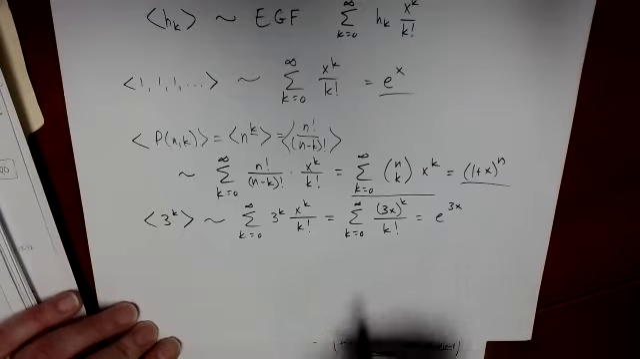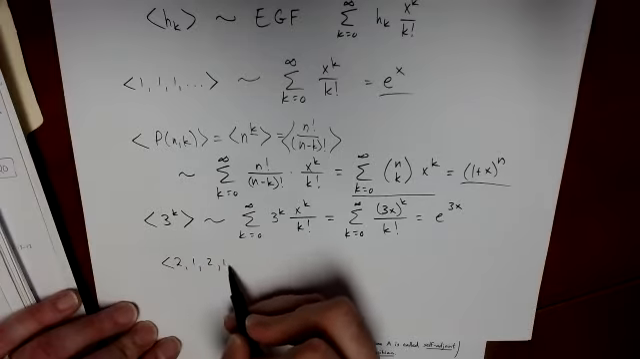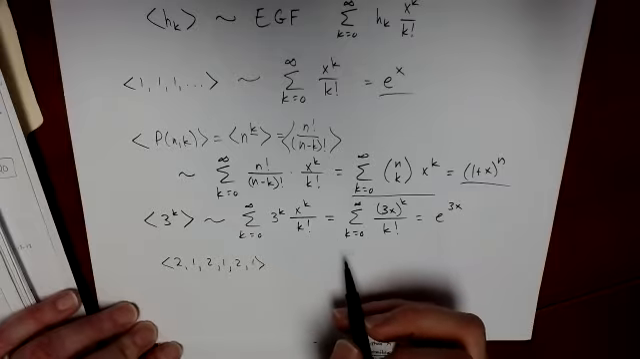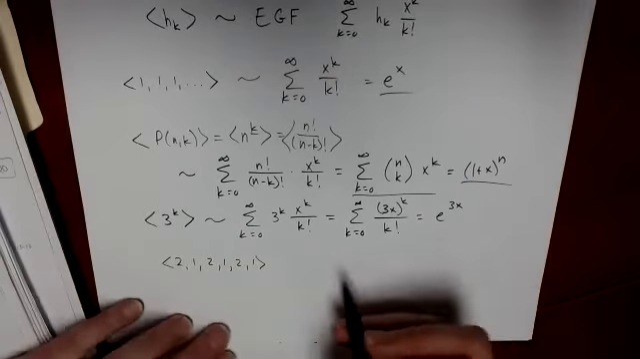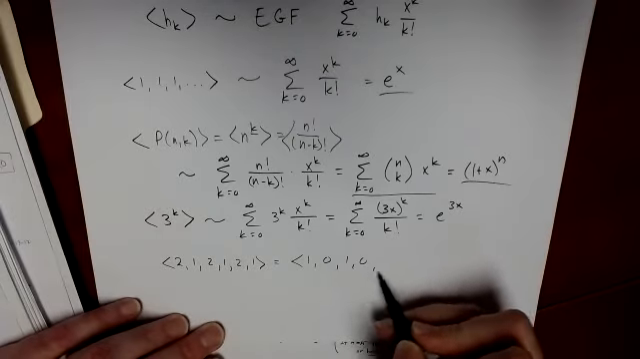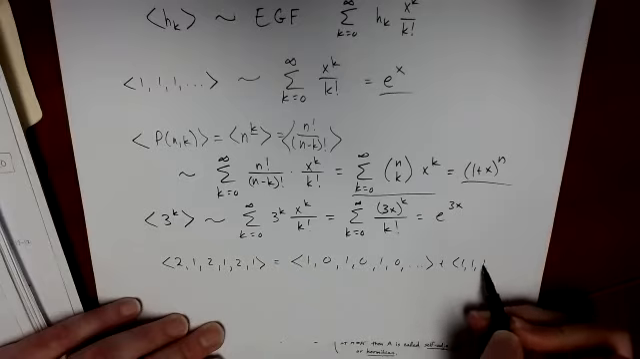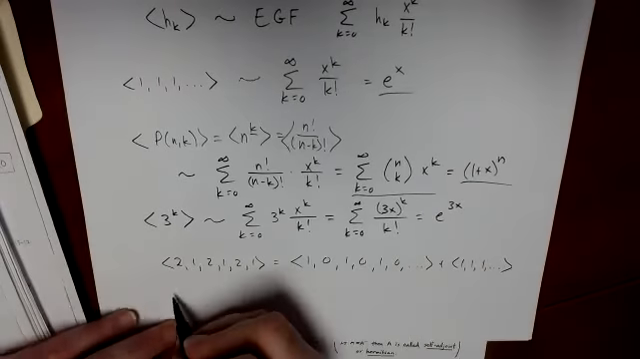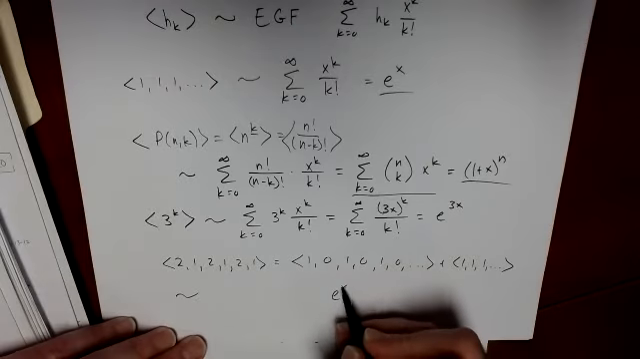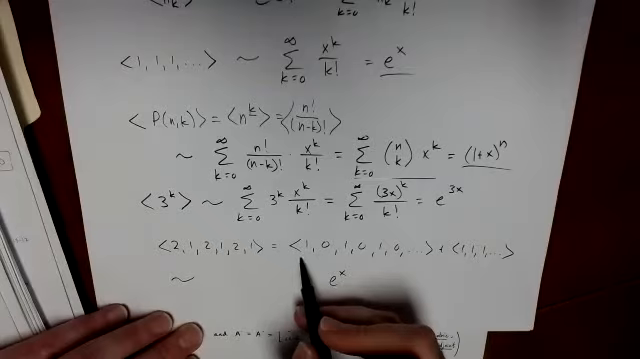And let's see, that was C. So D is 2, then 1, 2, then 1, 2, then 1. I'm going to rewrite this as 1, 0, 1, 0, 1, 0, plus 1, 1, 1. And then say that corresponds, this second guy is easy. That's just e to the x, right? We just did that up there.